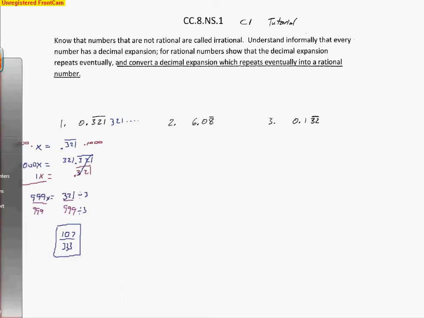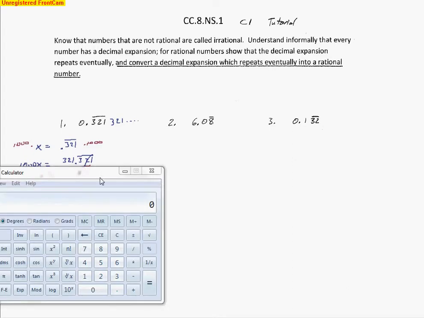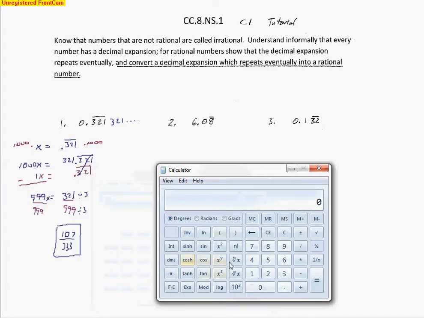And so I'll go ahead and see if I can find one here. So I pull up this calculator, and let's go ahead and do that division. 107 divided by, and let's see, there's our division sign, 333. And it equals, and see how the 321, 321, 321, we continue to have that number repeat.